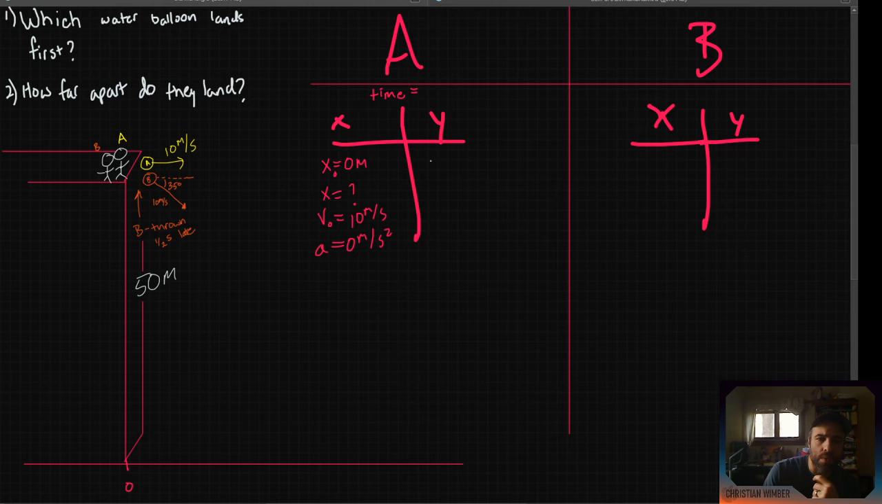Now, vertically, we know that they start off at 50 meters, so they're 50 meters above the ground. Where are they going to end up? Well, they're going to end up on the ground. That's position 0. So they're starting off at 50 and dropping down to 0. Here, for person A, there is no V naught. The water balloon is not moving up or down at all. And finally, there is an acceleration of negative 10 meters per second squared. So I'm going to run through this to find the time.